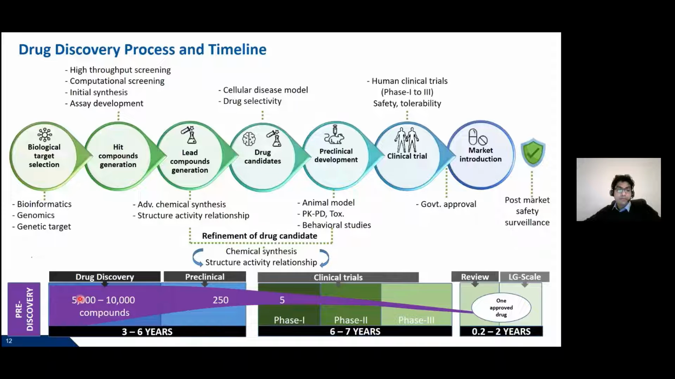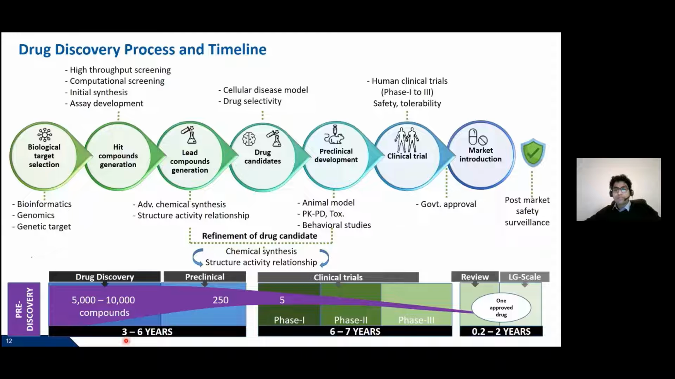And as I told before, we start with around 5,000 to 10,000 hit compounds, then go to the lead compounds in preclinical trials, which are around 250. Then we go to phase 1, which is human trials. These are 4 or 5 drug candidates, maximum 5 drugs, which we can get. And then the whole 3 phases of the clinical trials in humans also require 6 to 7 years. After that, it goes to review by the government agency, and then large-scale synthesis and marketing. Here, only 1 drug can be approved. So starting from 10,000 compounds to 1 drug requires an average of 10 years of research.